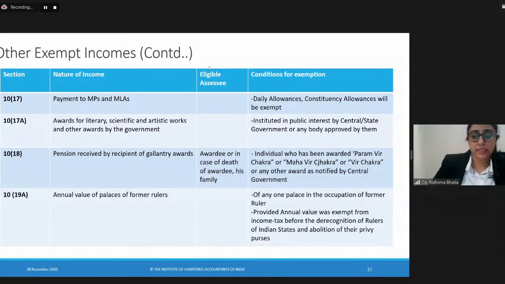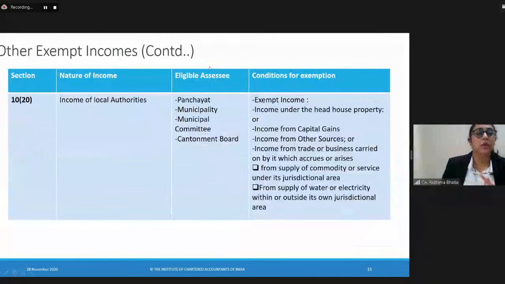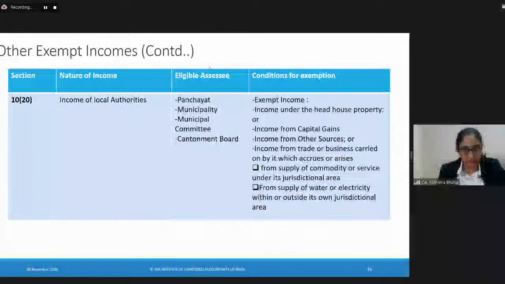Okay, next is income from local authorities. This is very, very, very important. I'm saying it is very important because this is the only place where this is discussed. Out of so many categories of persons, we focus on individuals, firms, and companies, but local authorities we do not focus upon at all. So please listen here to how their assessment happens.